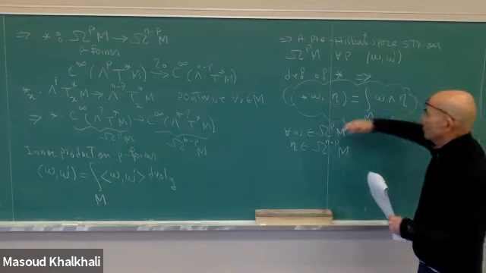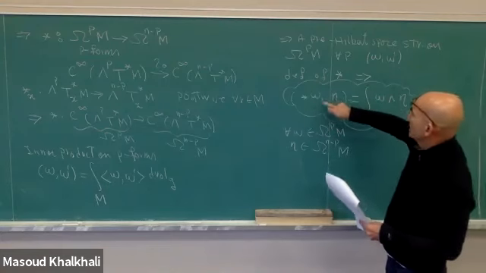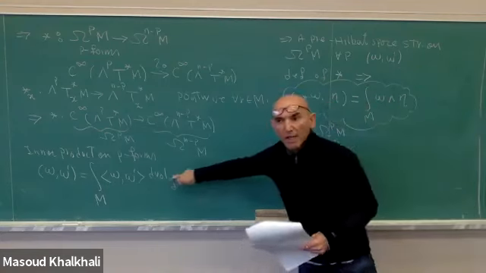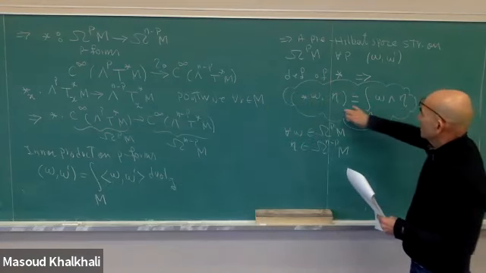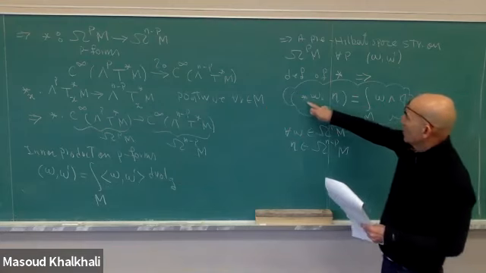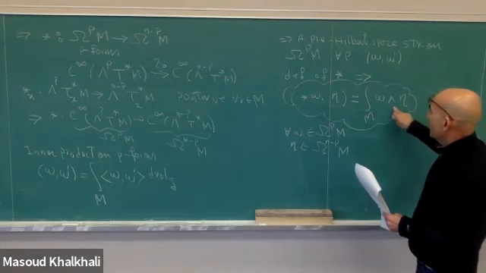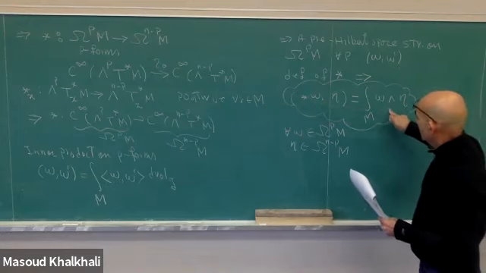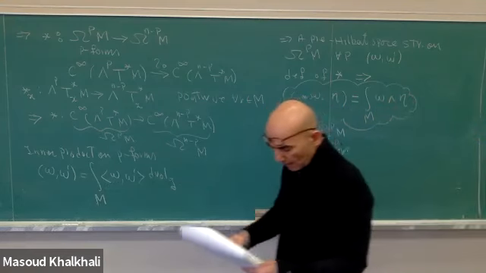Now, if you do it globally, then you get the inner product, which is the integral on the left-hand side, and you integrate that on the right-hand side. So we have this equality. This is fundamental, right? The inner product of star omega and eta is equal to this wedge product, an N-form, which you can integrate over N, right? Is that clear?